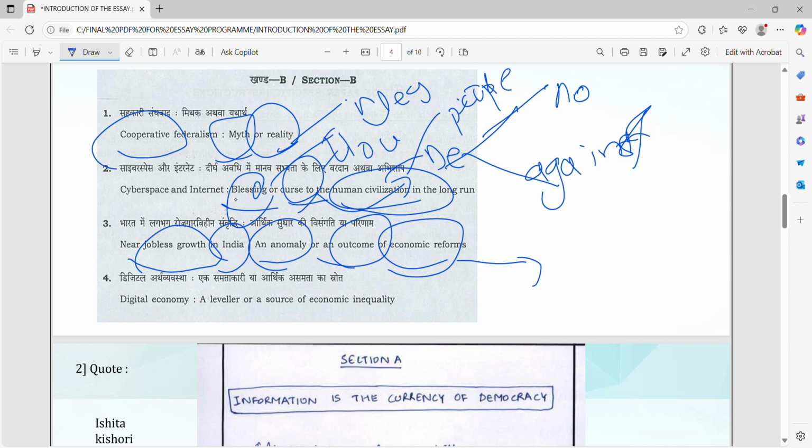Okay, this is like we can give the two sides of the essay, in the introduction and writing the dialogue.